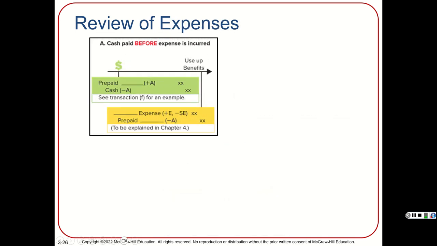A review of the expenses for the same kinds of transactions. So here we receive cash before the expense is incurred. In our rent example, we're paying for 3 months of rent at one time. So we're going to put prepaid rent, an increase in that current asset, and we're going to decrease our cash because we are paying for the expense. And then again in Chapter 4, we'll learn how these transactions are reversed.